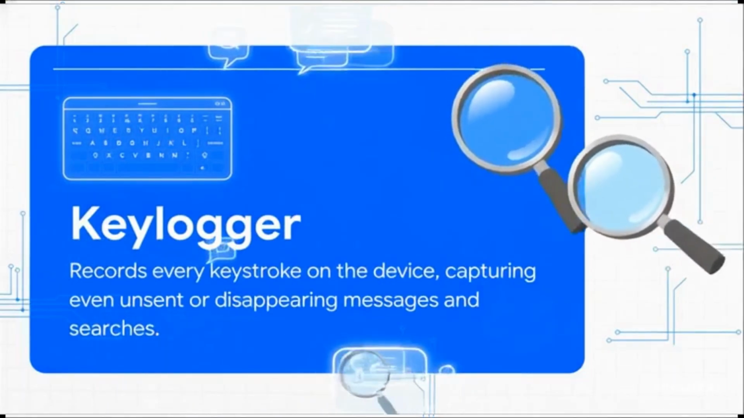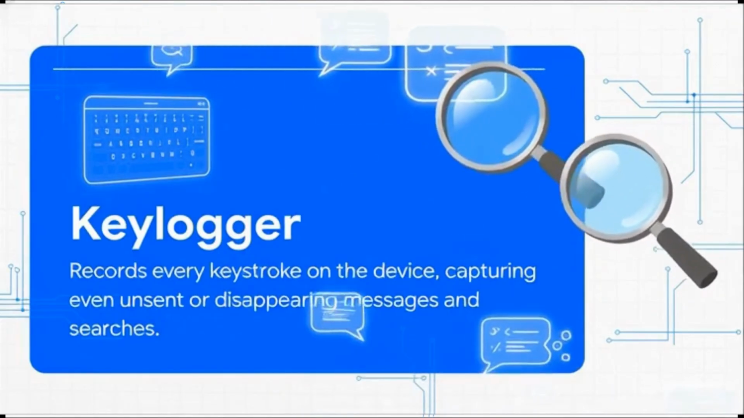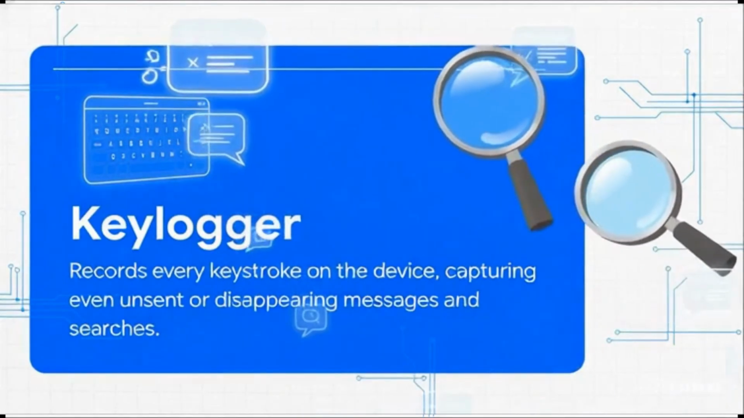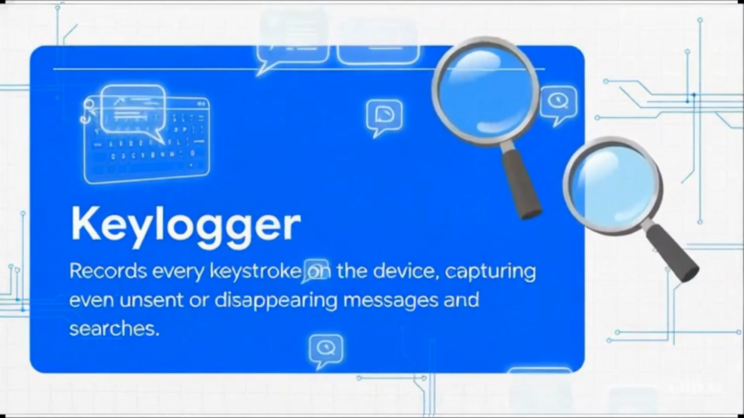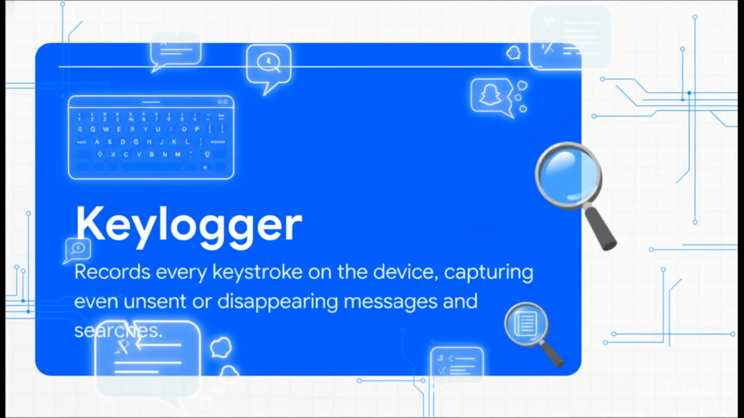Okay, now let's talk about the keylogger. This is an incredibly powerful feature that records every single thing typed on the phone. Why is that so useful? Well, it means you can see messages that were typed out, but then deleted and never even sent. You can even see what was written in disappearing messages on apps like Snapchat. It's designed to catch everything.